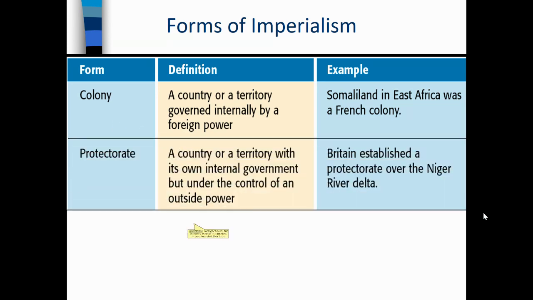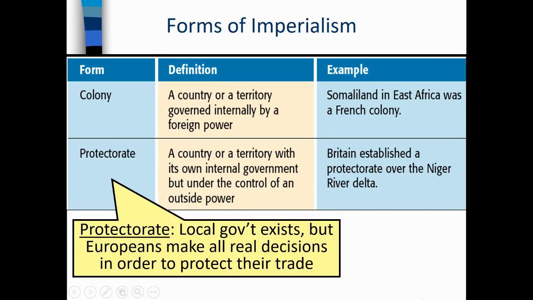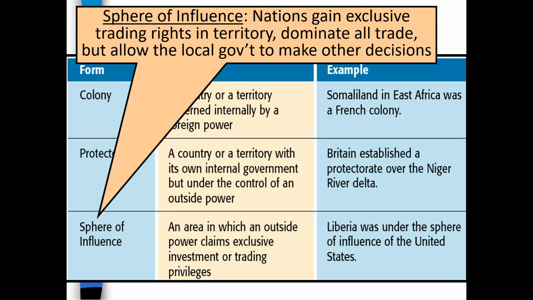A protectorate is, let me go back, sorry. A protectorate is where we would let the government in West 204, in this case, maybe the government's the teacher, still exist, but we would send advisors to make all the real important decisions, particularly about trade. One of the number one reasons these countries wanted to imperialize had to do with trade. They wanted raw materials and they wanted to sell their manufactured goods and their products so that they could make money.